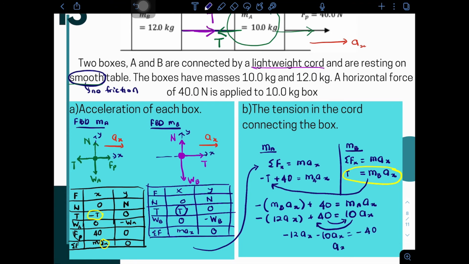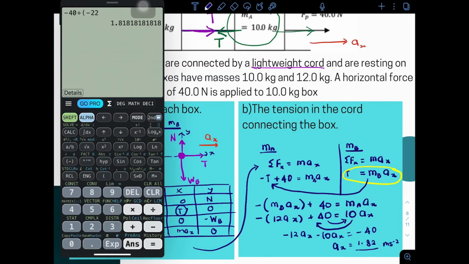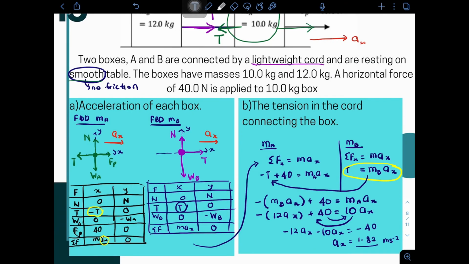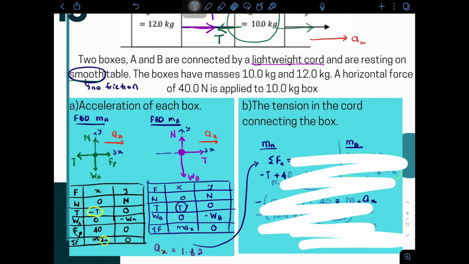So we will get ax equals to 1.82 meter per second squared. Next, we will calculate the tension value, but we have to take note the answer is 1.82. Let's clear this off.